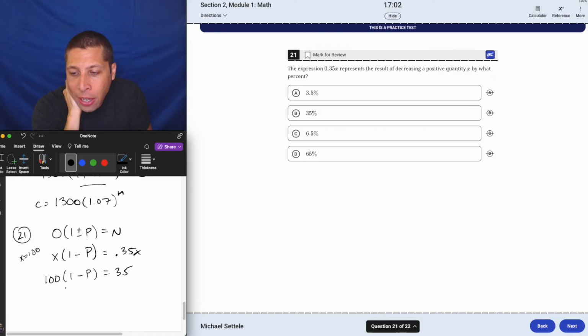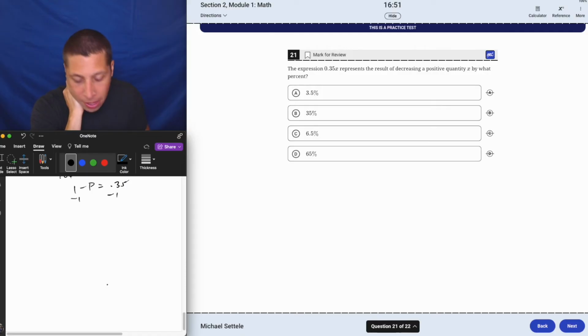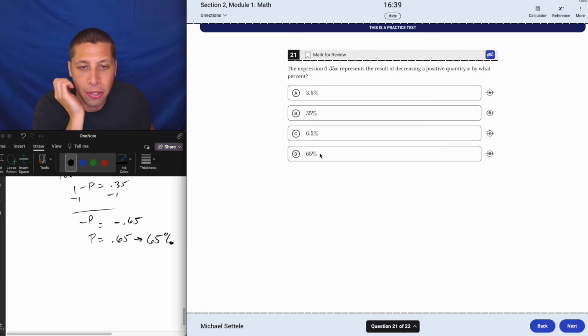Now, again, I know the answer, but I'm gonna divide by 100. I'm going to get 1 minus p is equal to 0.35. I'm going to subtract the 1, and we get negative p is equal to negative 0.65, right? And so that means p is 0.65, which is 65%. So D is the answer.